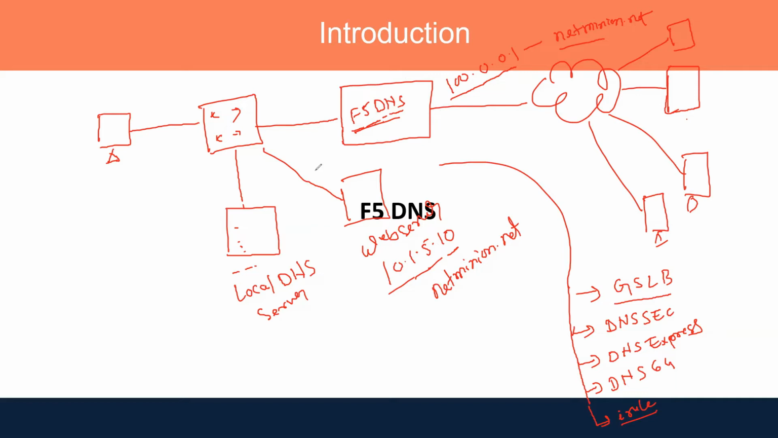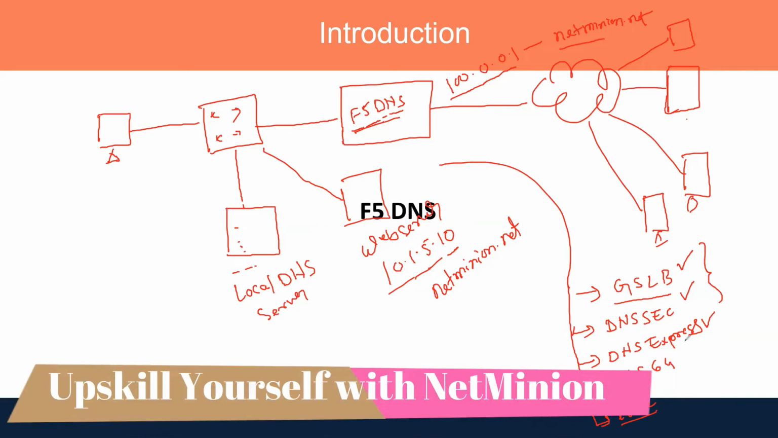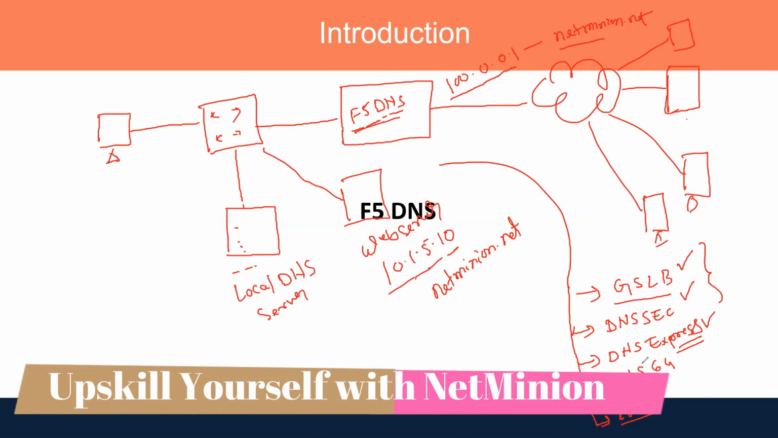Okay. Very important feature. I mean, all are very important features, but mostly organizations use GSLB, DNSSEC, and DNS Express. These three features are mostly used, and also iRule in some conditions, right? So yes, I would focus more on this DNS Express.